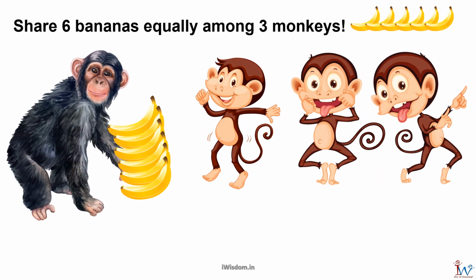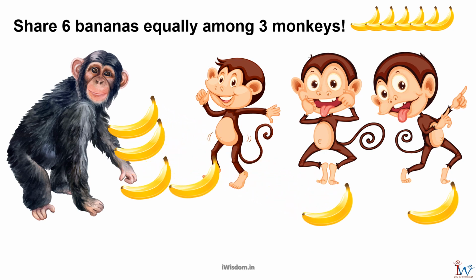Mother monkey has brought 6 bananas. She wants to share these bananas equally among 3 baby monkeys. Mother monkey starts by giving 1 banana to each baby. How many bananas are left? There are 3 more bananas left.